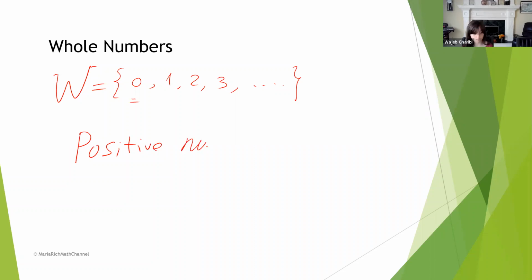What does it mean, positive numbers? Positive numbers means we have, for example, plus 3 or 3. We say plus 5 or 5, they are the same. We call them positive numbers. But negative numbers, for example, negative 3, this is a negative number. Negative 5, this is a negative number.